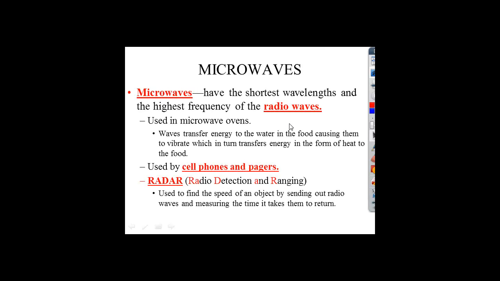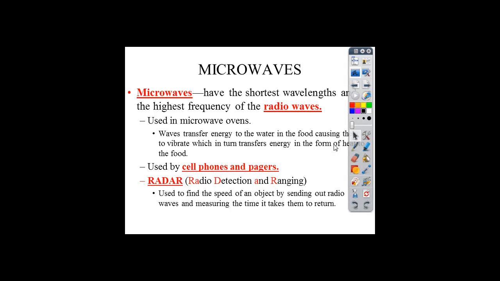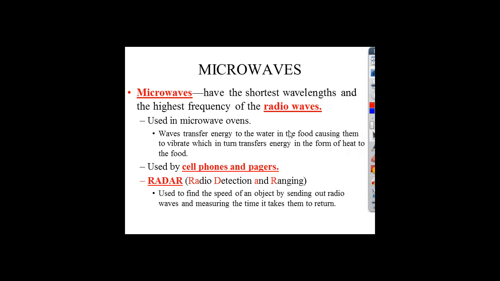All right, microwaves are also a type of radio wave. They are used in microwave ovens, obviously. And we're going to show you a little demonstration in a couple minutes on how microwaves actually work and how you can actually measure a microwave. And they're also used by cell phones and pagers, and they're used by radar.